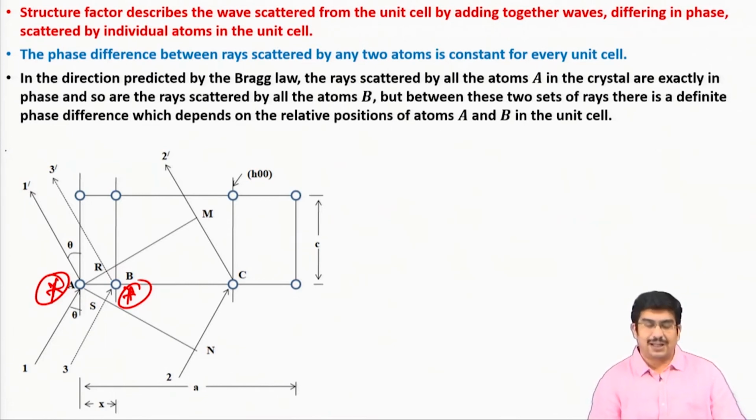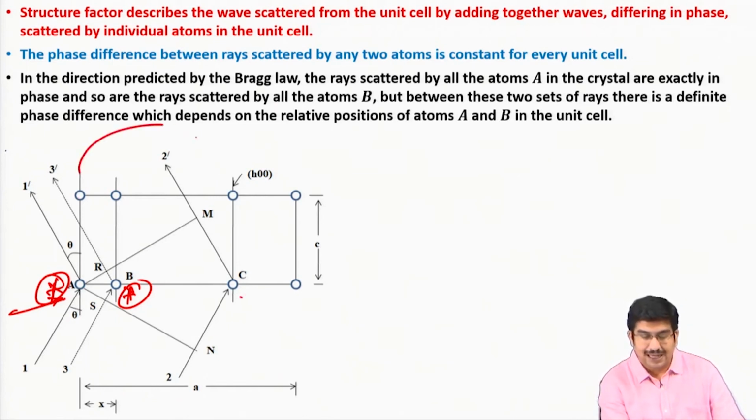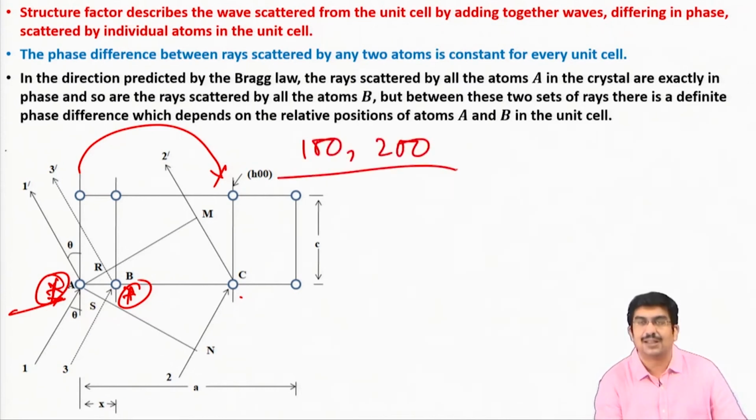But the important point here is that there is no phase difference between the rays coming out from A and C. These two planes, the H00 planes, have no phase difference between them. For example, if I take 100 planes and 200 planes, there is no difference between their phases. They may have a phase difference between this set of planes and that set of planes, but individually between them there is no phase difference. That is the assumption of calculating the structure factor.